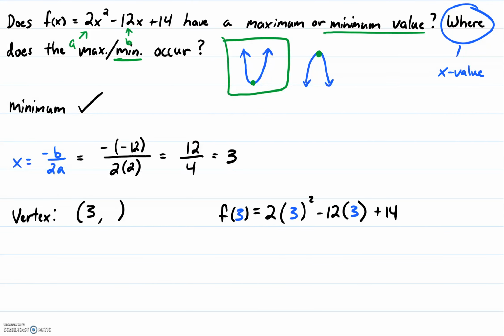And now we can simplify this. So 2 is going to be multiplied by 9 because 3 squared is going to give us 9. Negative 12 times 3 is going to give us negative 36, plus 14. And of course 2 times 9 is going to give us 18 minus 36 plus 14. 18 minus 36 is going to give us negative 18, plus 14 is going to give us negative 4. And so negative 4 is going to be the y value for this corresponding x value of 3. And so the overall location, the actual ordered pair that represents this minimum value or our vertex, is going to be 3, negative 4.